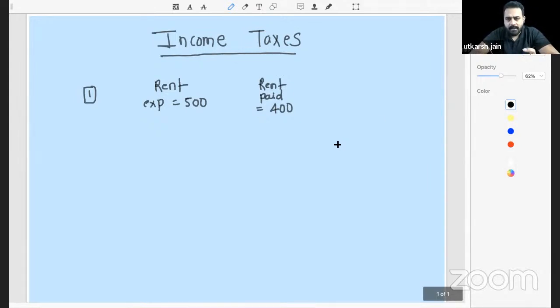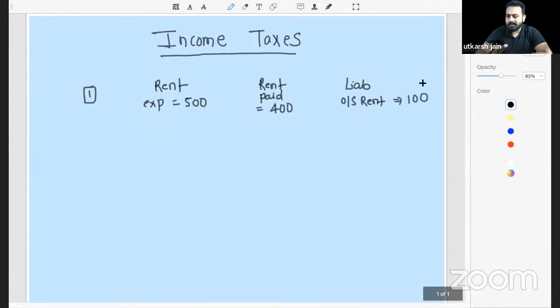Do you think it's going to be a liability? Do you think it's going to be an asset? How do you think we should treat that? Come on, I expect each one of you to participate. The difference of 100 will be what? Asset or liability? It will be a liability, right? So we'll create a liability and we'll call it outstanding rent payable, and that difference will be 100.